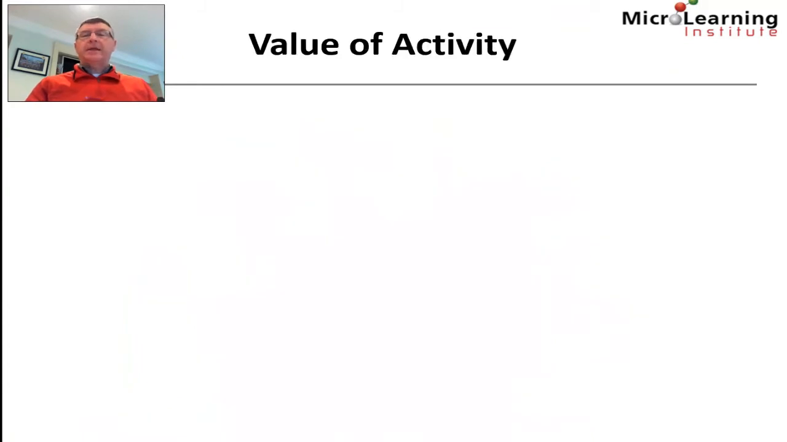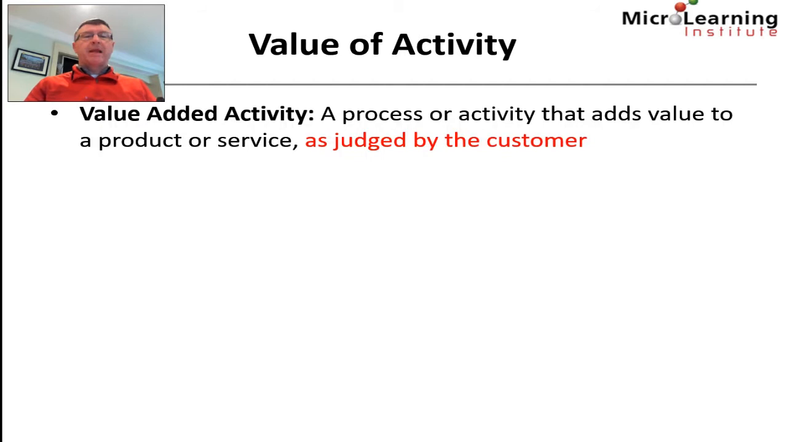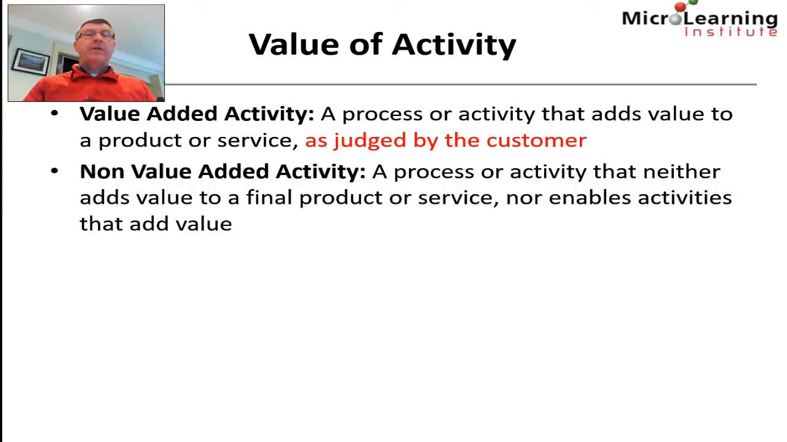Let's have a look at how we can assess the value of an activity. So a value-added activity is a process or an activity that adds value to a product or service as judged by the customer. So again, if you're the customer of a particular process and if an activity is bringing direct value to you, then that activity is a value-added activity. However, a non-value added activity is a process or an activity within that process that neither adds value to a final product or service nor enables activities that add value.